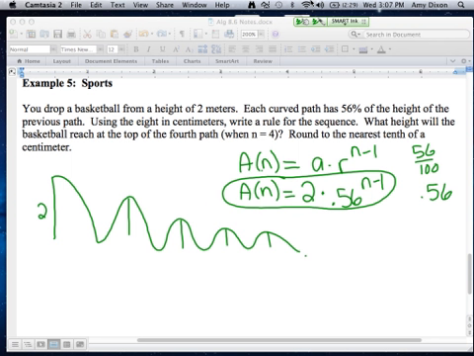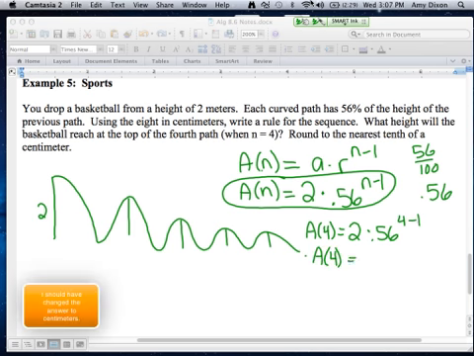All right, and then it says, what will the height of the basketball reach at the top of the 4th path when n equals 4? So now we're going to plug 4 in for n. So we get a of 4 equals 2 times 0.56 to the... sorry, not the 8. We're looking for the 4th path. 4 minus 1. So we get a of 4 equals 2 times 0.56 to the 3rd power.